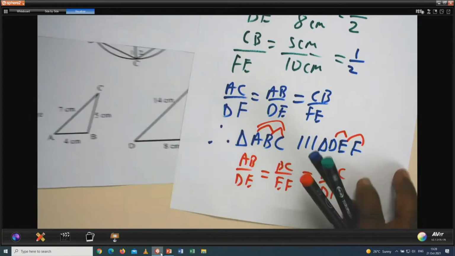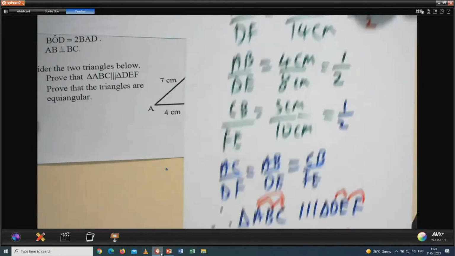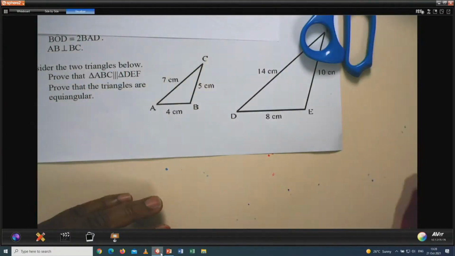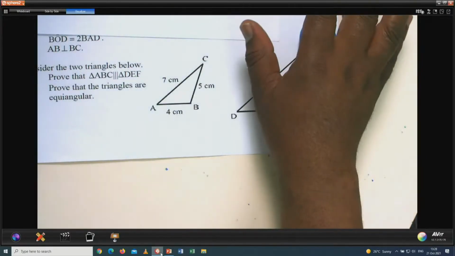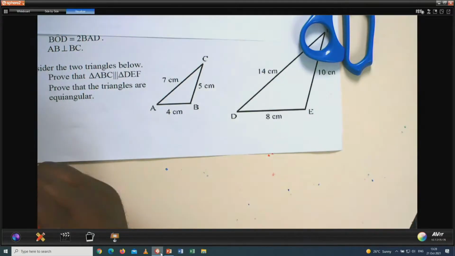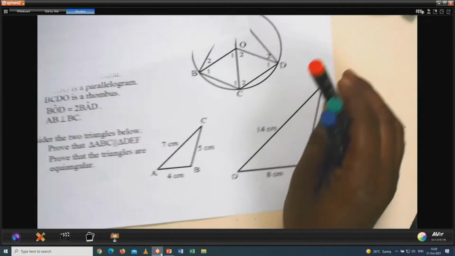The last one now, because similarity is based on proportionality. If figures are similar, they will be equiangular. That's number 2, what it means. If they are similar, they will be equiangular.